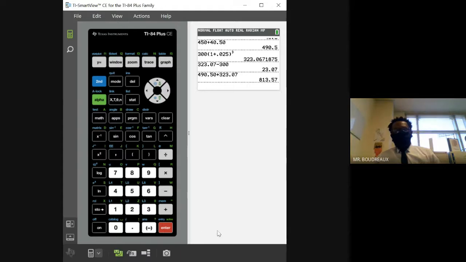All right. So that's how you put it in the calculator. That's what you need to be able to do. Find the interest of both accounts, find the balance of both accounts, and be able to, if need to, compare them.